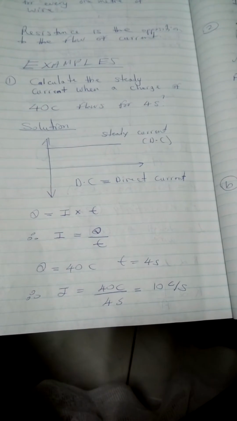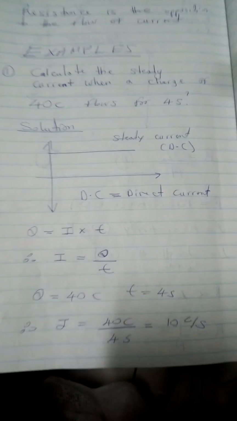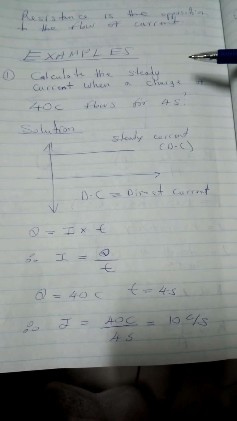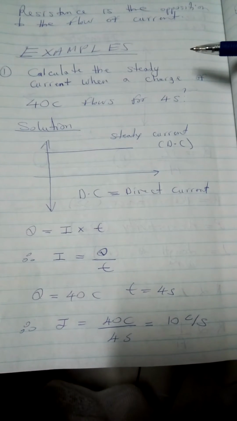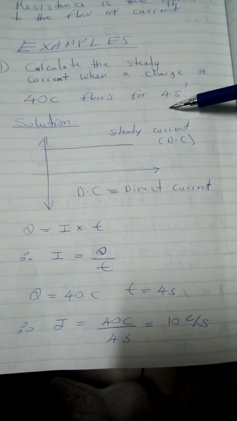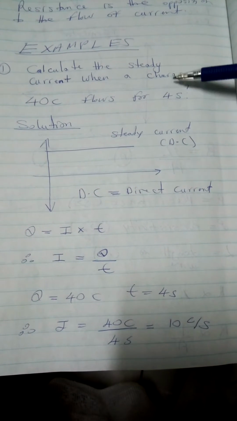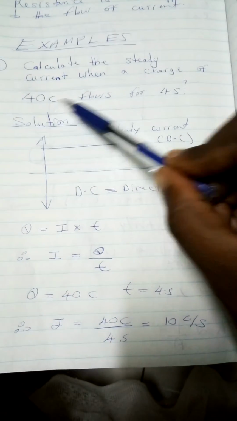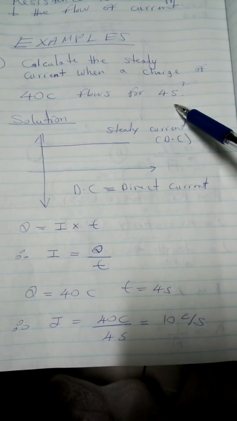So far we have introduced a few formulas. The first formula we introduced was Q is equal to IT. Let's use that to solve some simple problems. In example 1, we want to calculate the steady current that will flow when a charge of 40 coulombs flows for 4 seconds. So we're going to extract the information. We have a charge of 40 coulombs and it flows for a time of 4 seconds.